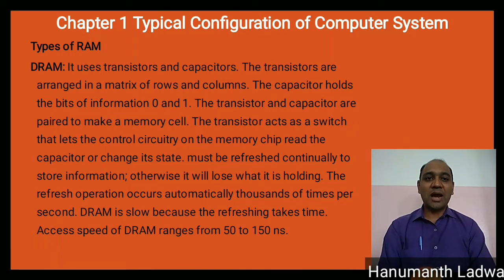The transistors act as a switch that lets the control circuitry on the memory chip read the capacitor or change its state. It must be refreshed continually to store information, otherwise it will lose what it is holding. The refresh operation occurs automatically thousands of times per second. DRAM is slow because the refreshing takes time. Access speed of DRAM ranges from 50 nanoseconds to 150 nanoseconds.